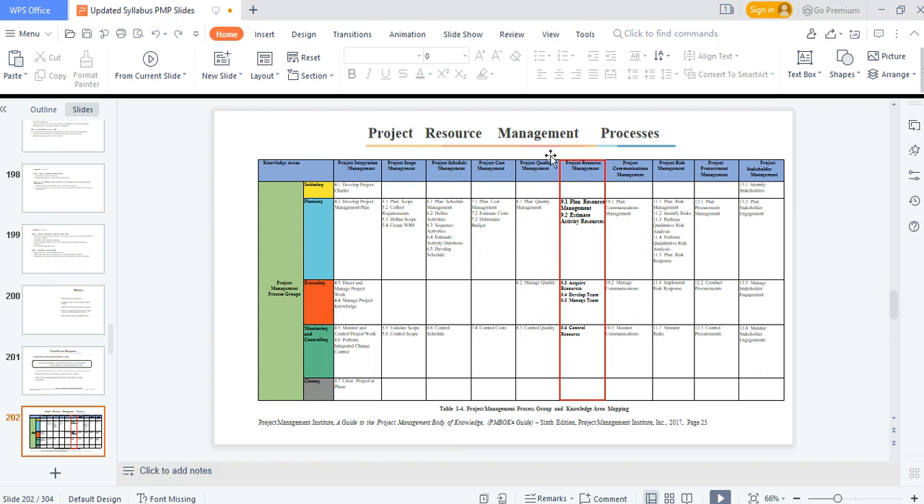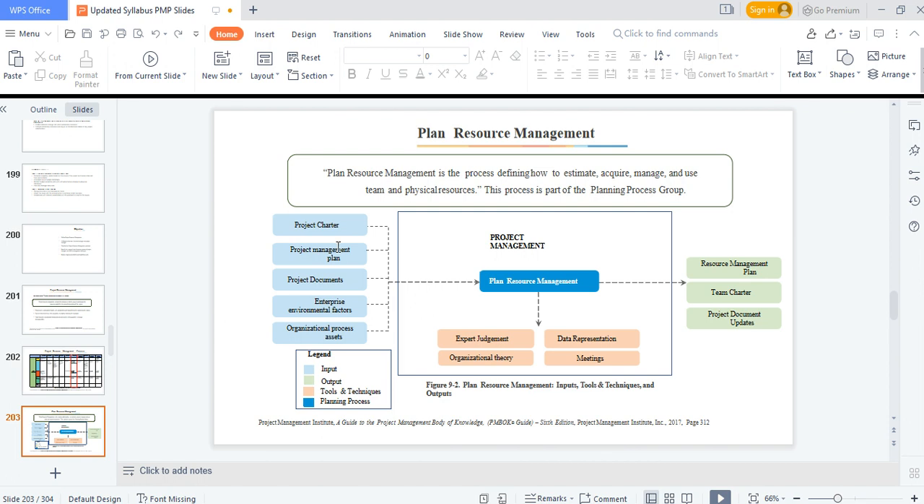So we are here. We're looking at project resource management, right? We have about four more to go. So plan resource management. For all of our resources, we need to plan them. We don't just say, okay, we need this, we need this, we need this. We need proper planning. So planning cuts across most of the knowledge areas, right? So plan resource management is the process of defining how to estimate, acquire, manage, and use your team and physical resources. So what are the documents you need to properly plan your resource?